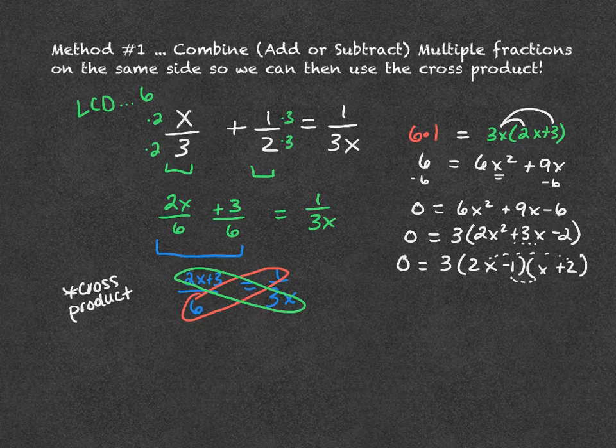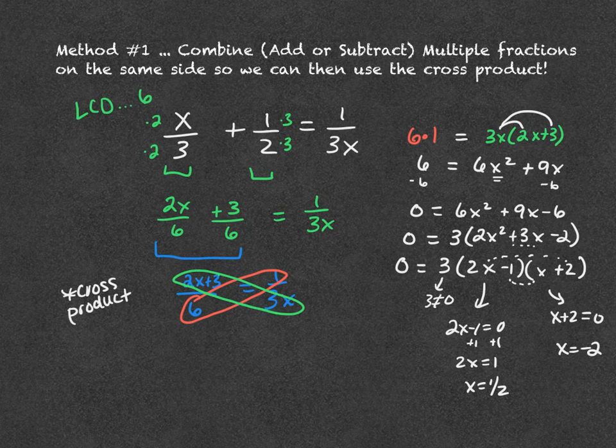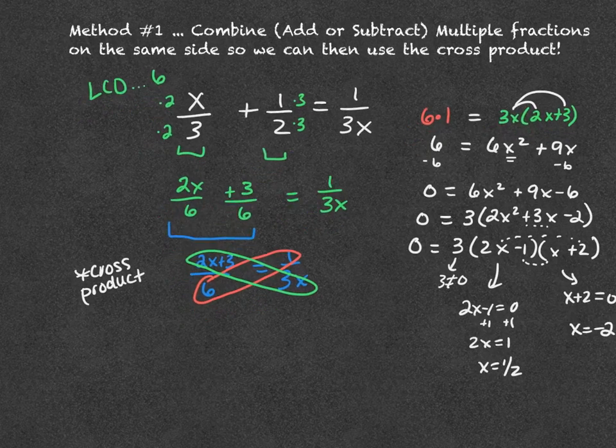So one of these factors must be 0. Obviously 3 was not the reason that we got a 0. So maybe 2x minus 1 was equal to 0, in which case we would see that x would equal 1/2. And then maybe this factor could have been equal to 0 too. So if we tried that, we would see that x was equal to -2. And as always, we need to check our answers to make sure they work.